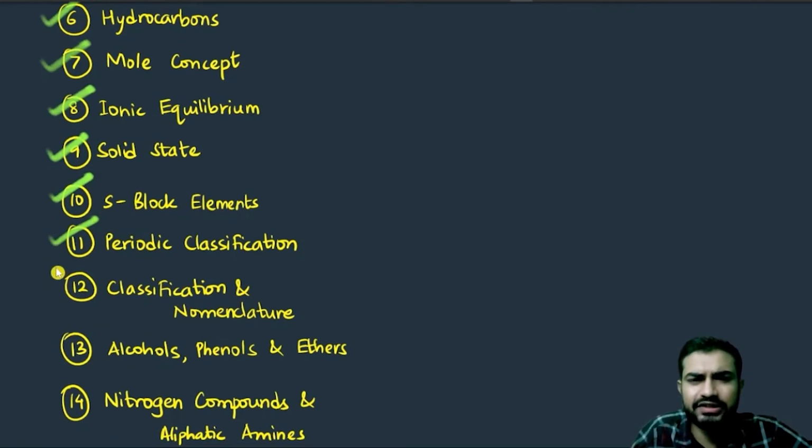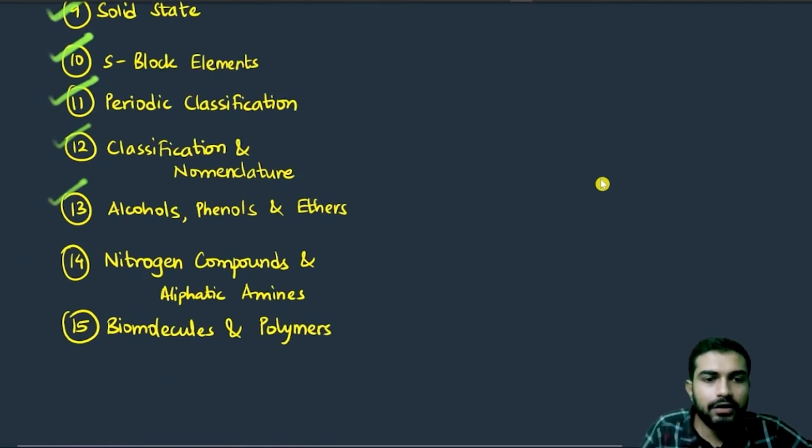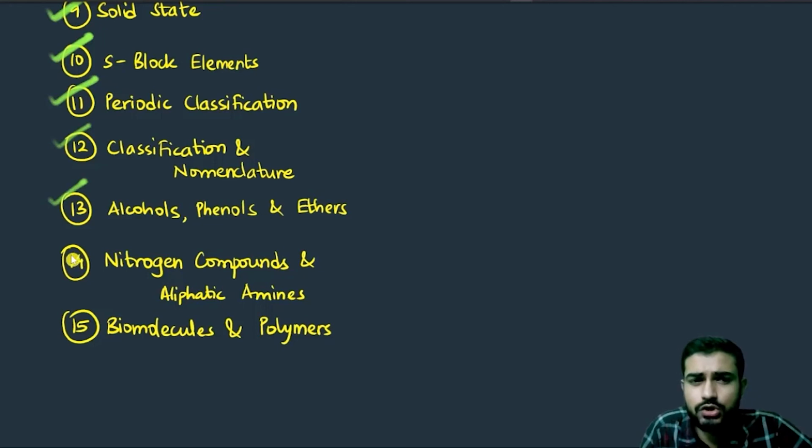Classification and nomenclature. This is not a particular chapter, but in general, classification and nomenclature does not carry very high weightage in JEE Main. So it can be classified as a low weightage chapter. Then coming to alcohols, phenols and ethers, this also carries low weightage. Moving on, we have nitrogen compounds and aliphatic amines. Up till aliphatic amines, just 1 or 2 questions can be expected. So this is also not a very high weightage topic. And then finally coming to biomolecules and polymers, this is also a low weightage topic.